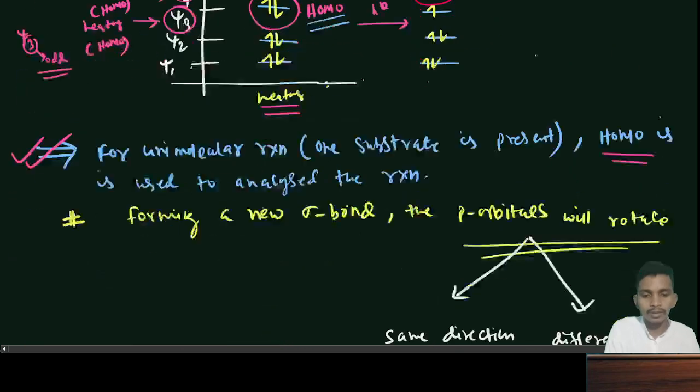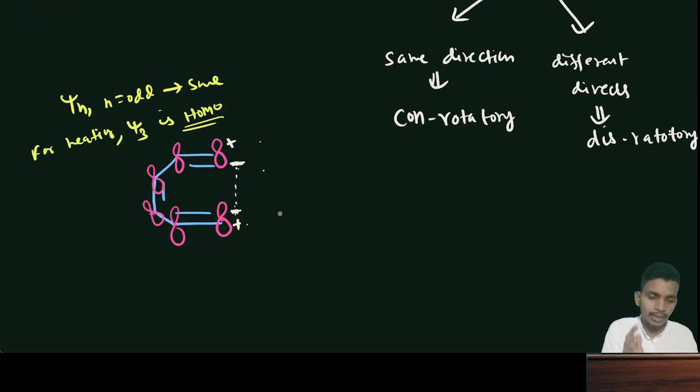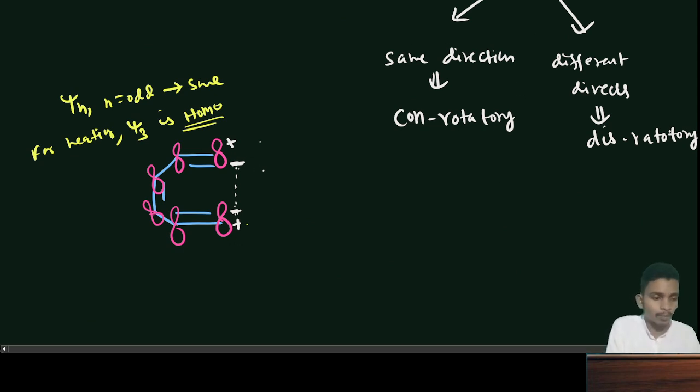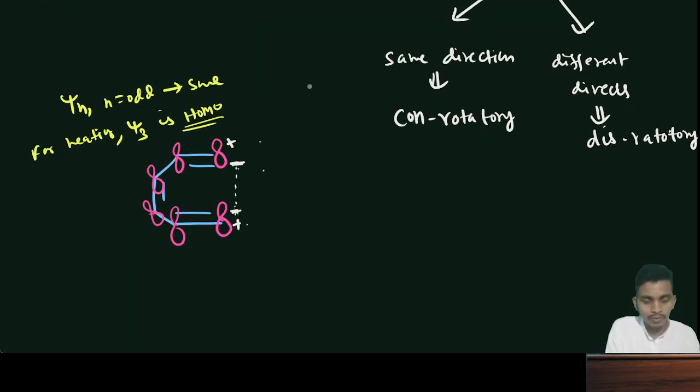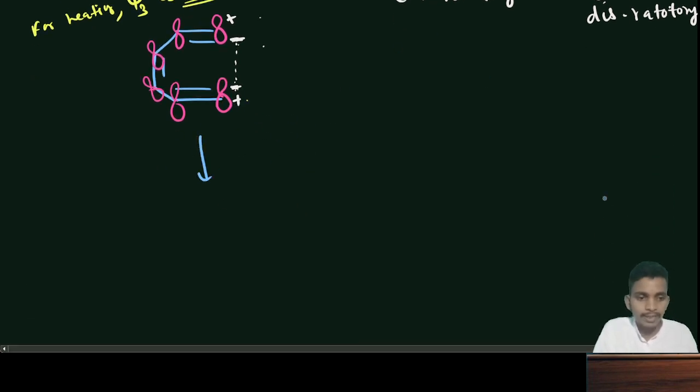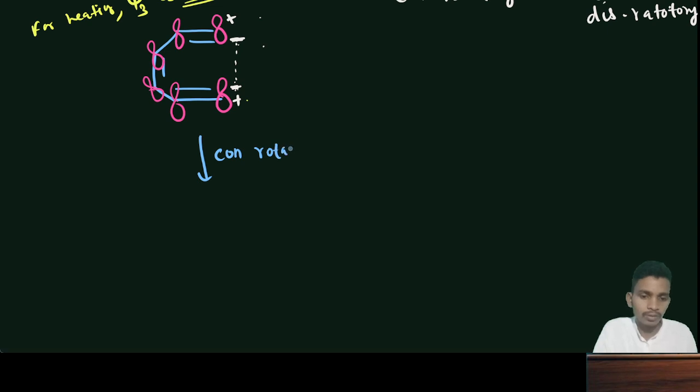Now what I will do is rotate these p orbitals so that a new sigma bond will form. Because this will form the sigma bond, they will rotate. That rotation can be of two ways, either in the same direction or in different directions. If I do conrotatory, it means the same direction.